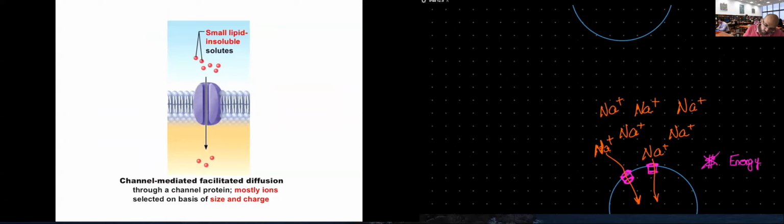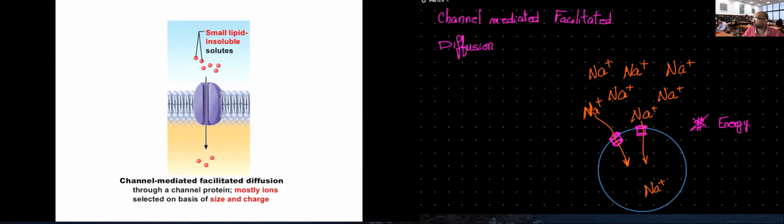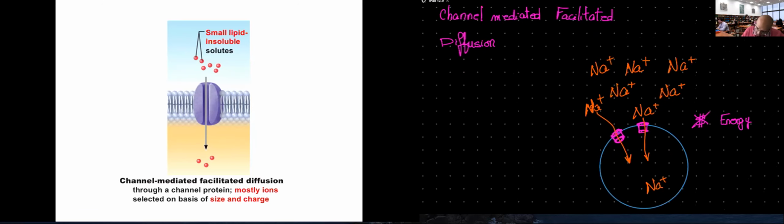It's a type of diffusion like the previous one, but not a simple diffusion. It's a channel mediated, facilitated diffusion. So here, in order for the diffusion, for this passive transport to take place, it required me to have a channel.